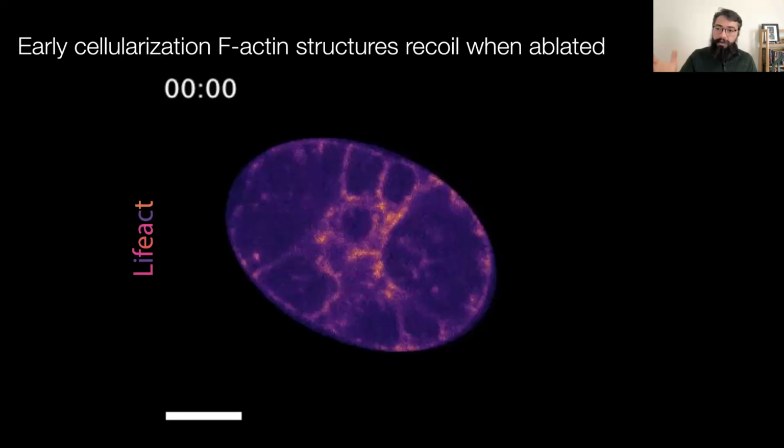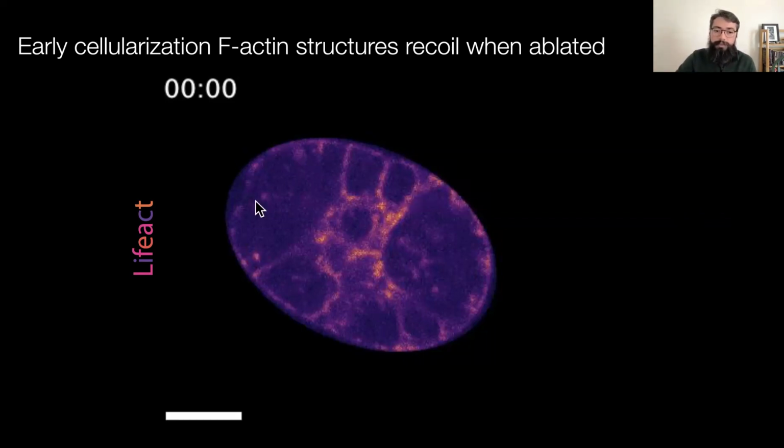If both actin and myosin 2 are important, this suggests that maybe contractile actomyosin is important in the assembly of the cellularization lattice. If the structures are contractile, they are under tension. So we wanted to test: are these structures in early cellularization under tension? You can test tension in a system using laser ablation. If you cut the structures and they're under tension, they're going to recoil because they're dissipating the tension.